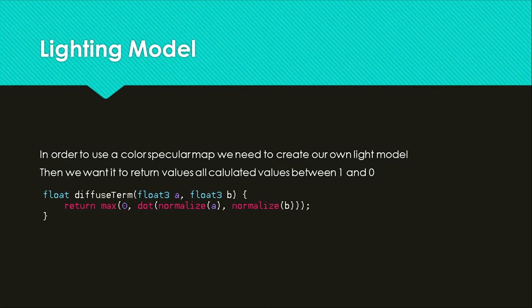The dot product tells us how two vectors are directed to each other, and to get values between 1 and 0 we use the normalized vectors and the max function to make sure that our values don't go below 0.